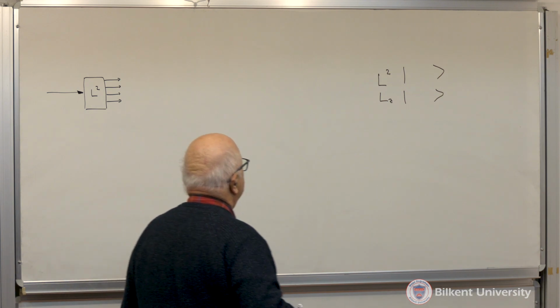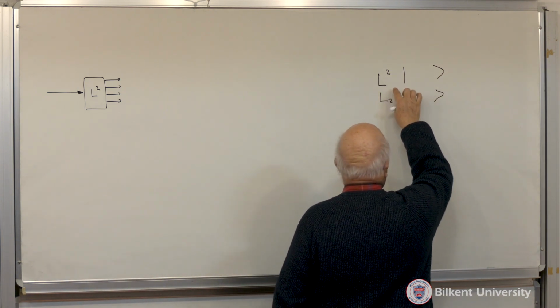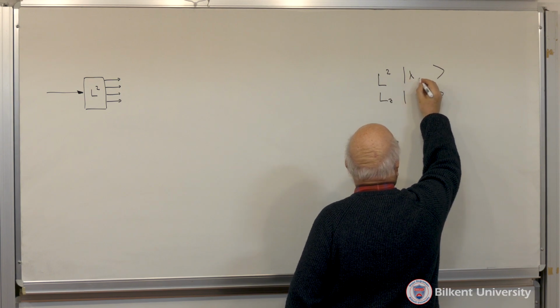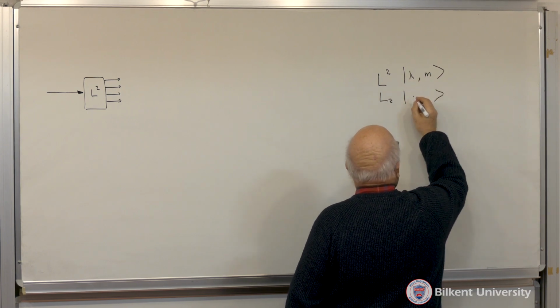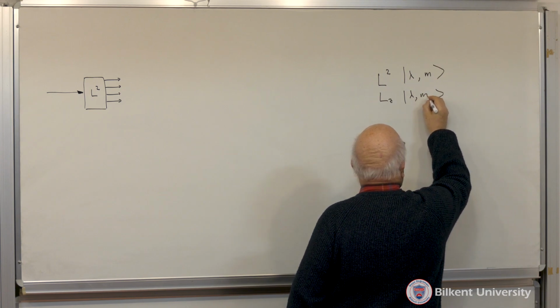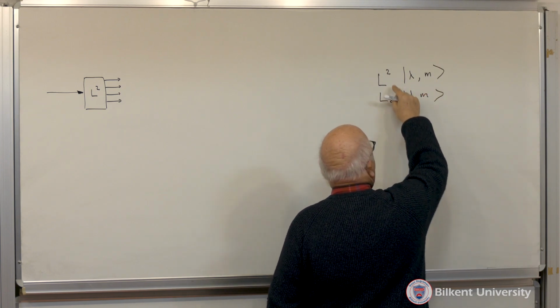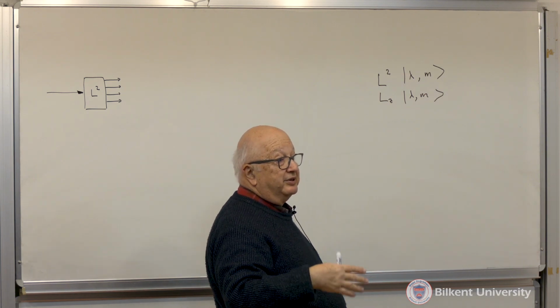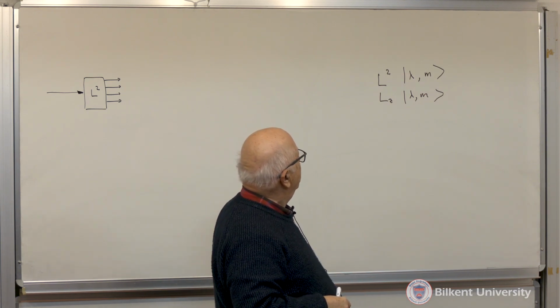Okay, so obviously they are going to have different eigenvalues. So let me put labels on them. Let me call this thing lambda, this one m, lambda m. Okay, why am I putting two labels? Because I'm going to get two different eigenstates, okay, two different sets of eigenvalues.